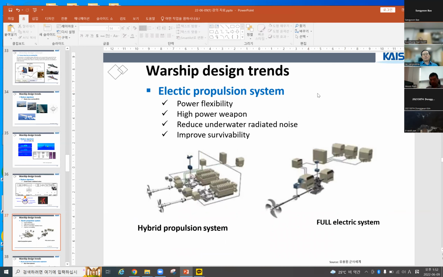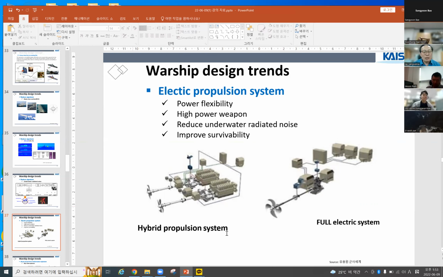Next is the electric propulsion system. These days, many high energy weapons are needed on ships. In the past, most of the power was needed for propulsion, but this time high energy weapons are needed, so for power flexibility for high power weapons, to reduce underwater radiated noise and improve survivability, we normally use a hybrid propulsion system or a full electric system.